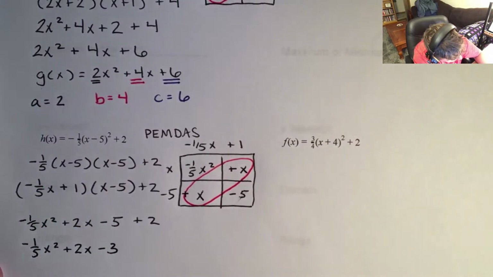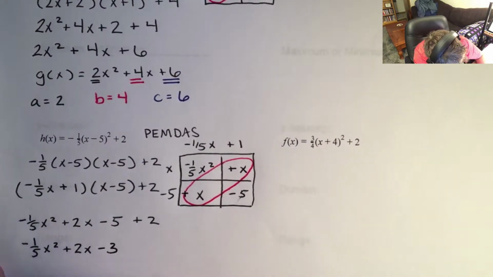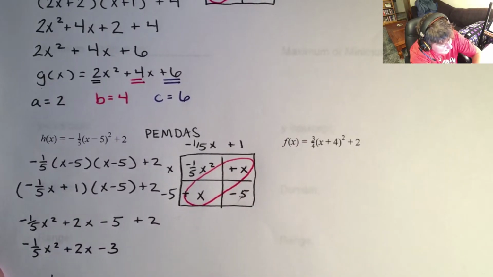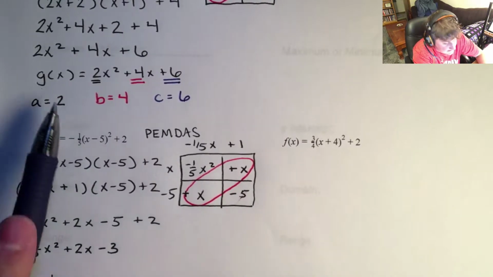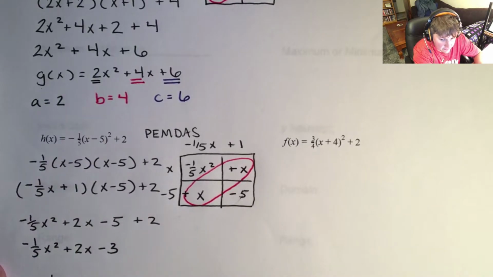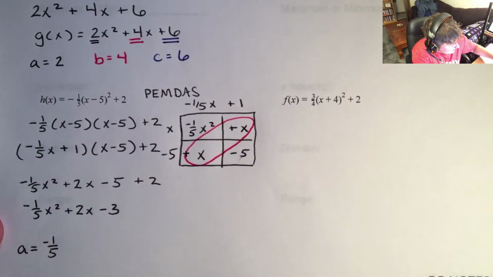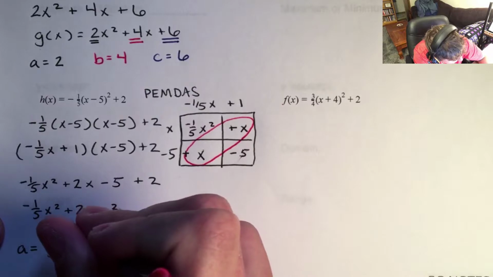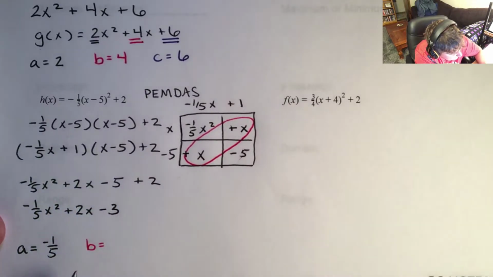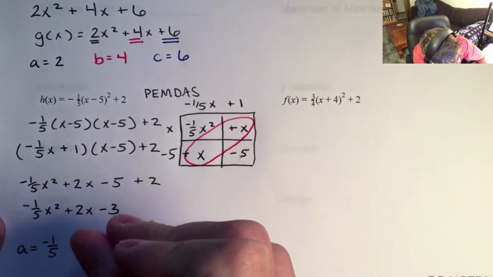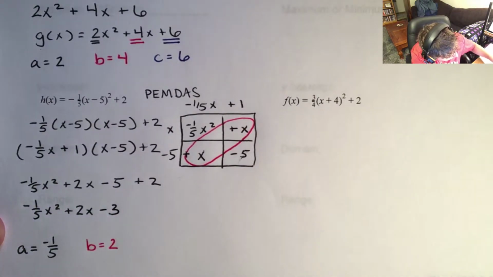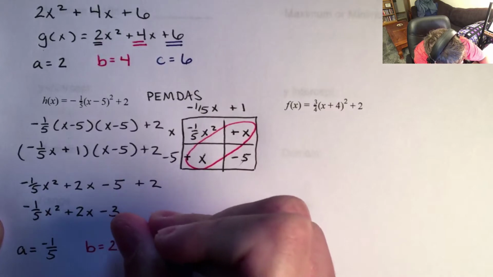Then again, let's find our a, b, and c values. My a value here is negative 1/5, the number multiplied by the x squared. Notice that in my a, b, and c, I never have the variable. It's always just the coefficient or the constant. So try to remember that. b is the number multiplied by the x. So for me, that's 2. And then lastly, c is going to be negative 3.